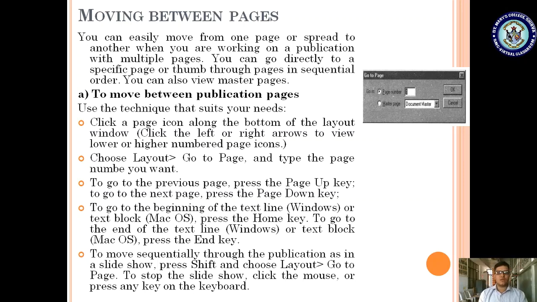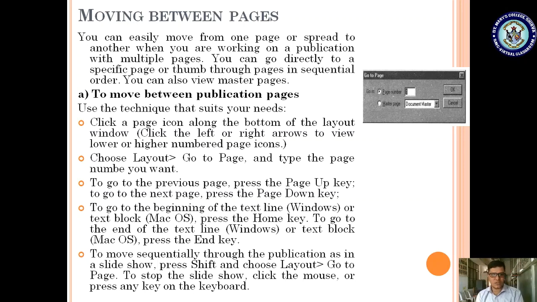To go to the beginning of the text line, Windows, or text block, Mac OS, press the home key. So suppose if you want to go to the beginning of the text line or text block, then press the home key. Here the home key exists, or the Windows key exists. Okay, so if you press the Windows button, then it will go to the beginning of the text line. If you press the home key, it will come to the starting page.